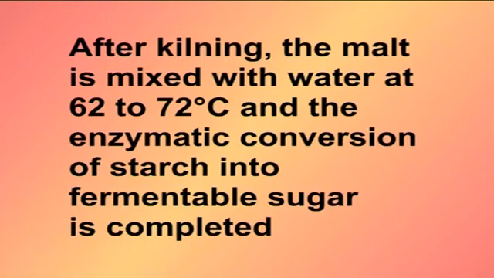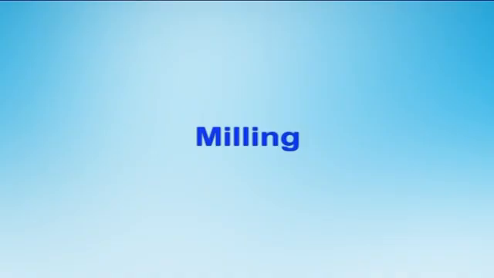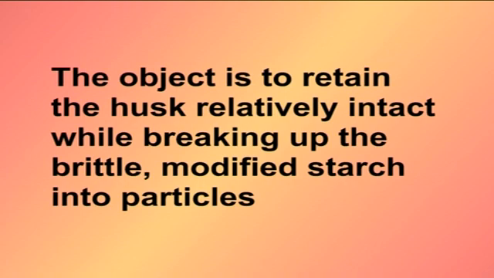Mashing. After kilning, the malt is mixed with water at 62 to 72 degrees Celsius and the enzymatic conversion of starch into fermentable sugar is completed. The aqueous extract, that is wort, is then separated from the residual spent grain. Milling. For efficient extraction with water, malt must be milled. The object is to retain the husk relatively intact while breaking up the brittle, modified starch into particles.